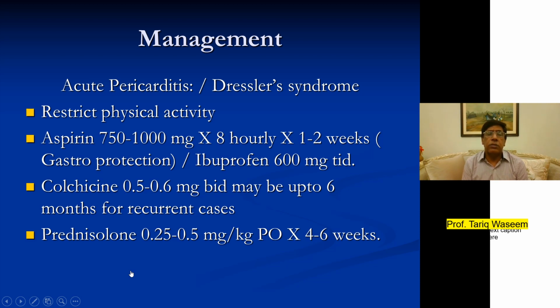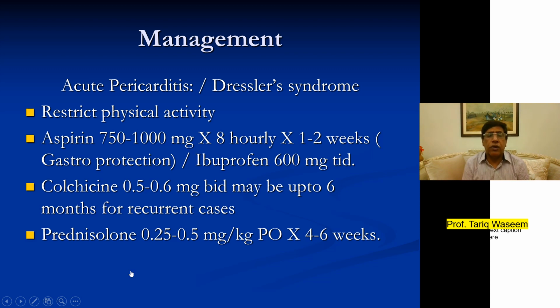In that case, you may even think of switching to something else for the pain relief and relief of inflammation. Colchicine, which is an antifibrotic agent, in a dose of 0.5 to 0.6 milligram twice a day for about 6 months, particularly in those patients who have recurrent pericarditis.